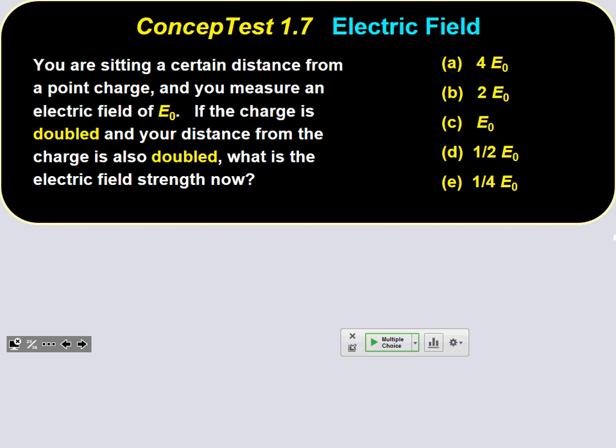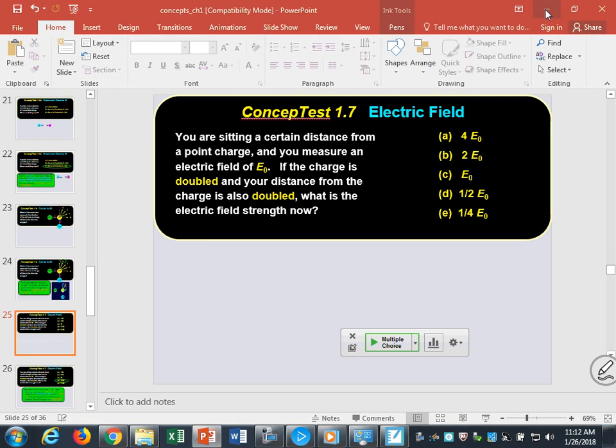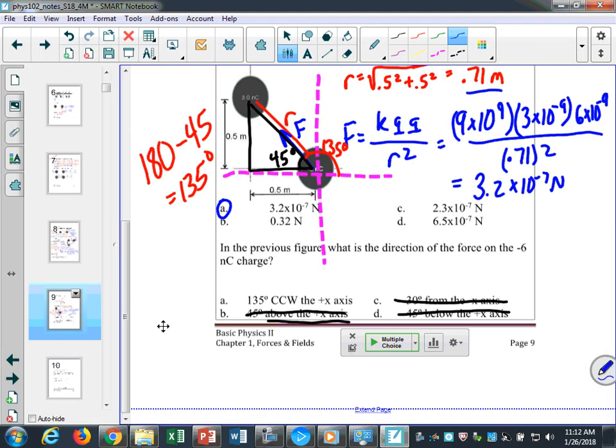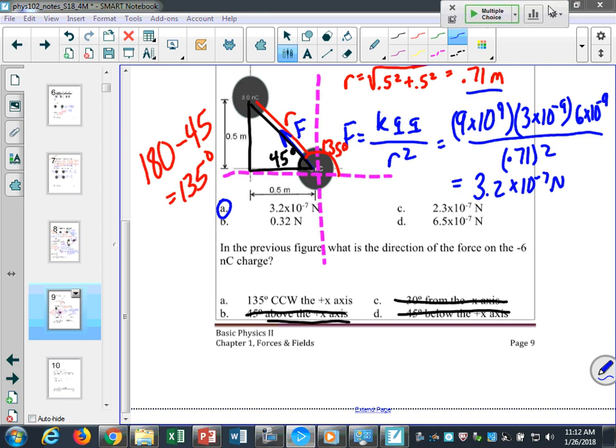All right. We'll come back to this. We're doing electric fields now, so we'll come back to this. Let's move on to electric fields.